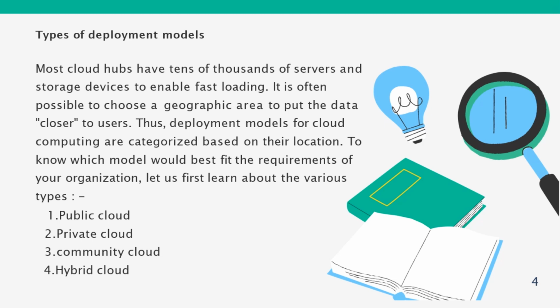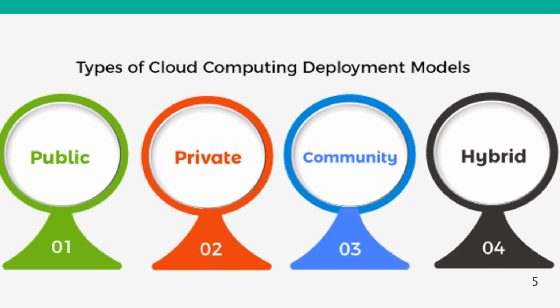First, public cloud. Second, private cloud. Third, community cloud. And fourth one is hybrid cloud. These are the types of cloud computing deployment models.